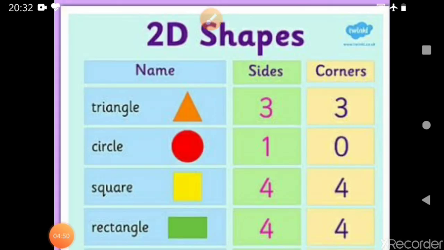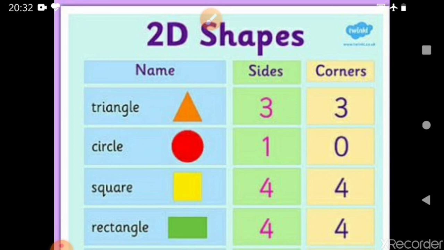Now see, a triangle has 3 sides and 3 corners. A circle has one side but it does not have any corner. The side which you can see, it has got one side but it does not have any corner. A square has 4 sides and 4 corners, and a rectangle has 4 sides and 4 corners. So square and rectangle both have 4 sides and 4 corners.